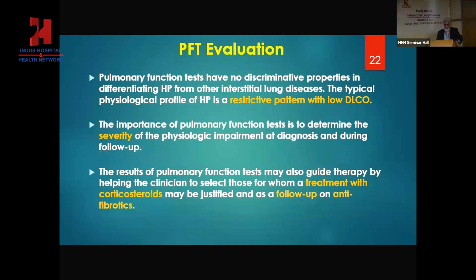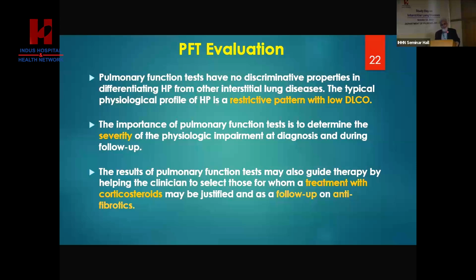At this point, lung functions have a role, not that they distinguish between other types of ILD. No, they do not. They have the same physiological profile of restricted pattern with low diffusion. But the importance of pulmonary function is to determine the severity of the physiologic impairment at the time of diagnosis. In our data registry, HP had the worst FVC at the time of diagnosis. The median FVC has been 46.5% of the predicted, which is even worse than the FVCs in IPF. So they're determining the severity.